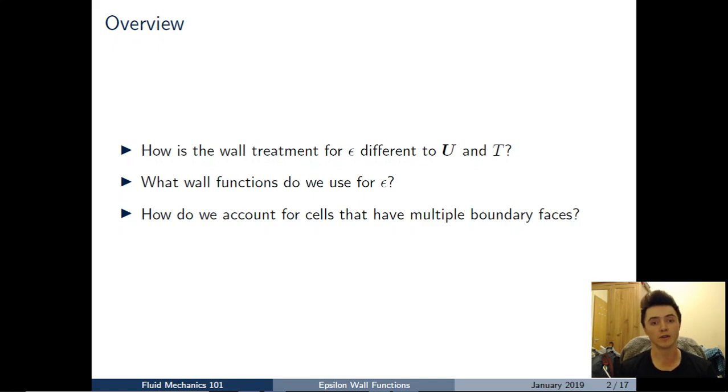So just to start with an overview of what I'm going to talk about today, I'm going to start by explaining how the wall treatment for Epsilon is different to the wall treatment that we use for velocity and for temperature. Then I'm going to move on to look at what wall functions we use specifically for Epsilon, and then I'm going to finish off this talk by talking about how we account for boundary cells that have multiple boundary faces. So a cell with multiple wall faces, which I haven't considered yet on this channel.